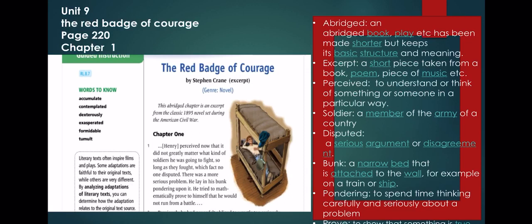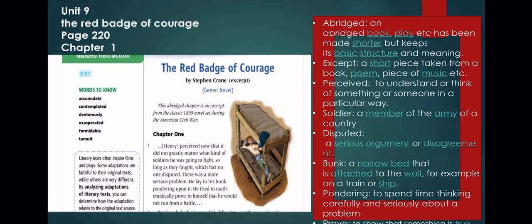And as you can see, it is a novel. They are taking the main events of the novel and putting them in a text so that it will not be too long. A novel is like a story, a longer story. It has events, it has a plot, it has characters, it has settings and so on. Okay, novel.